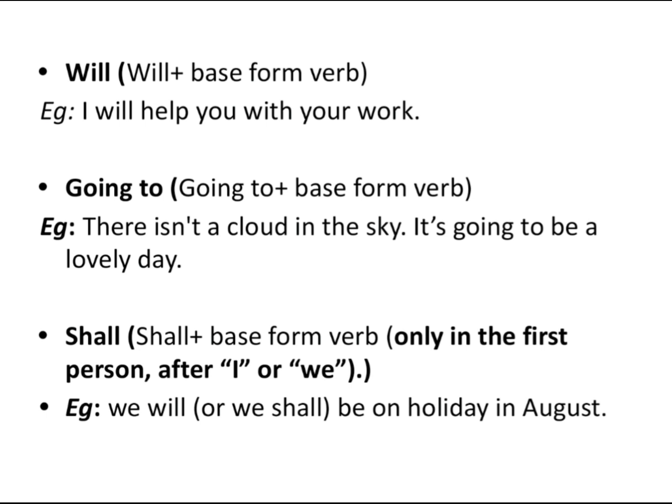Second, going to. Going to plus base form verb. For example, there isn't a cloud in the sky. It's going to be a lovely day. And we have also shall, and it is used as shall plus base form verb only in the first person after I or we. Example, we will or we shall be on holiday in August.